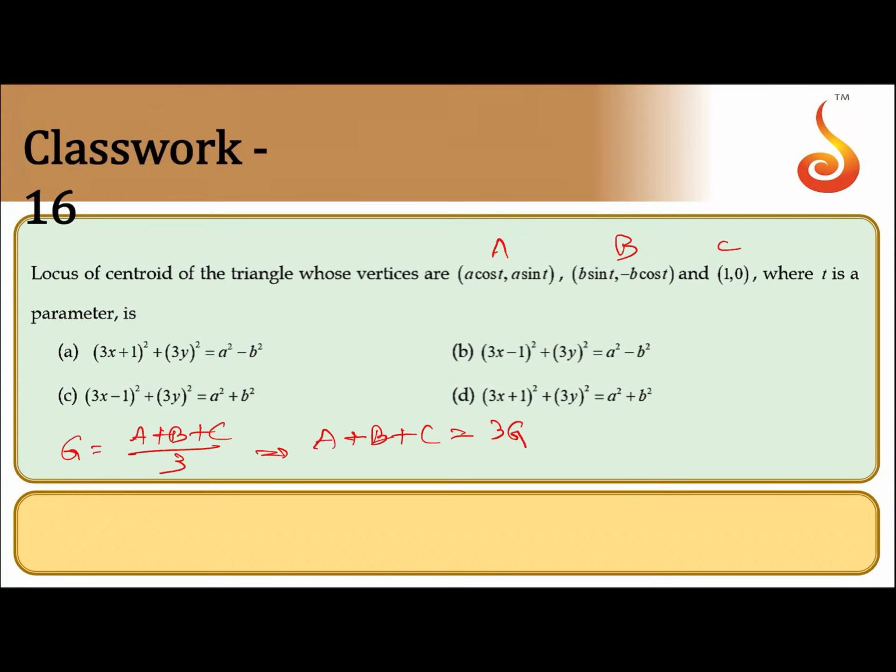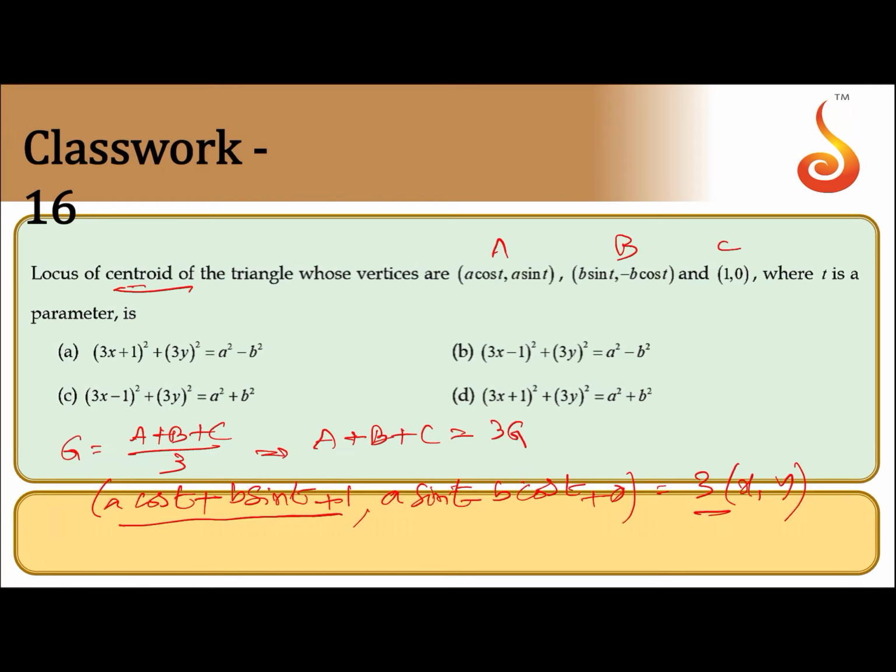It is nothing but a cos t plus b sin t, a cos t plus b sin t plus 1. The first coordinate, and the second coordinate is nothing but a sin t minus b cos t plus 0, and that is equal to 3 times the centroid. You are asked to find the locus of the centroid. That means you take it as (x, y). So it is 3(x, y).